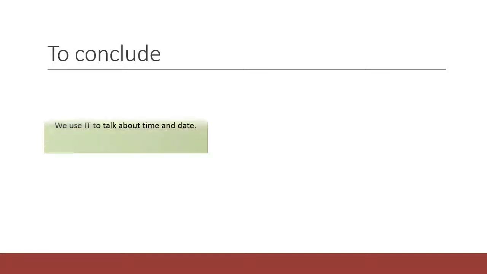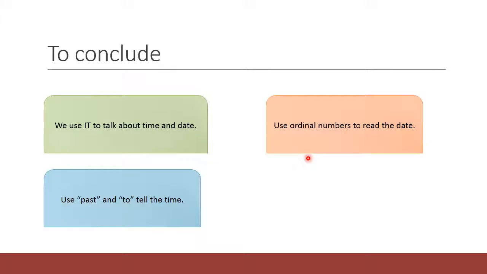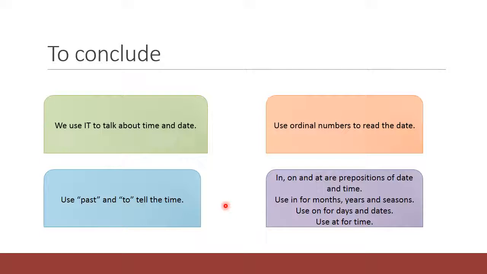Finally, to conclude, we use it to talk about time and date. Use ordinal numbers to read the date. It doesn't matter the date format you use. Use past and to to tell the time. And use the prepositions in, on, and at to talk about a time and date. So in this case, use in for months, years, and seasons. Use on for days and dates. And use at for time.